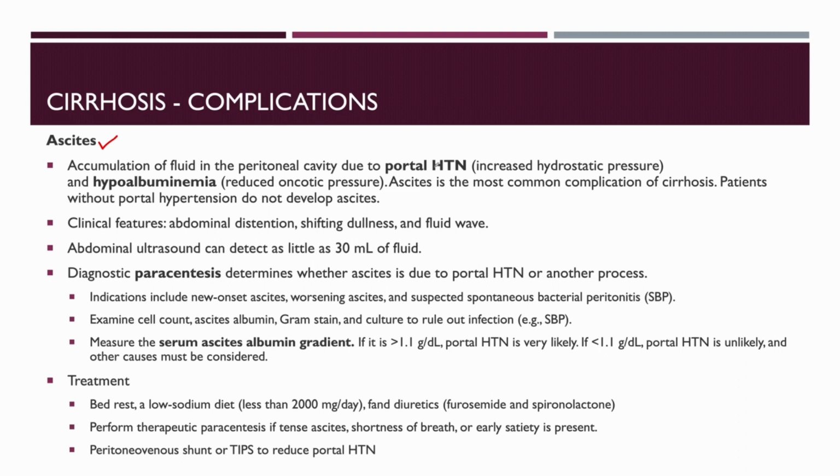And this happens due to portal hypertension. You get increased hydrostatic pressure that pushes fluid out of the cells and into the interstitium and the peritoneal cavity. Also, because the liver is responsible for producing albumin, and we have hypoalbuminemia, we have reduced oncotic pressure, which also causes ascites. And it is the most common complication of cirrhosis.